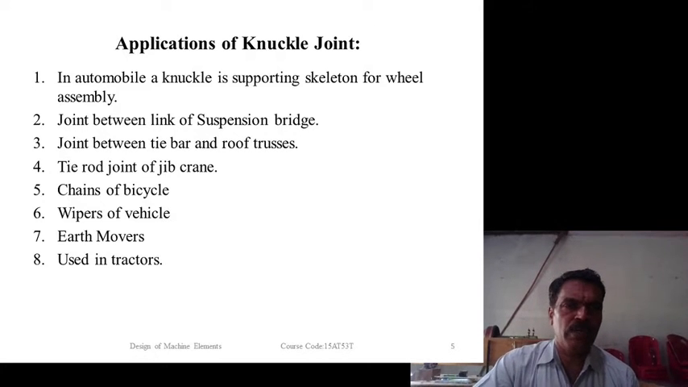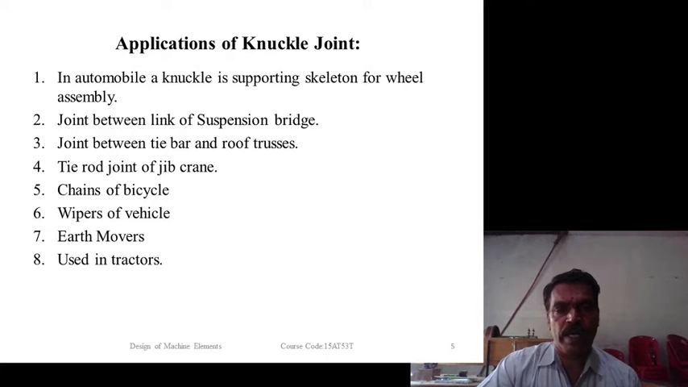So next, the second one is the joint between links of a suspension bridge. A suspension bridge can also use this type of joint. Okay, so the third point is the joint between tie bar and roof trusses. So for building roof trusses and tie bars, the joint can be used. Okay, so next, the fourth one is the tie rod joint of a jib crane.